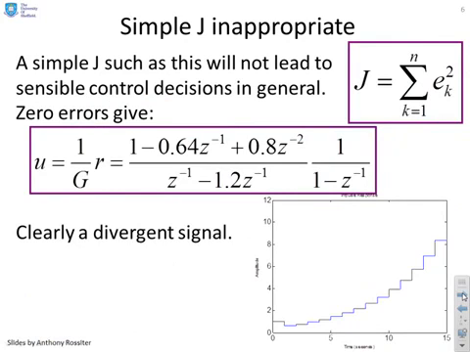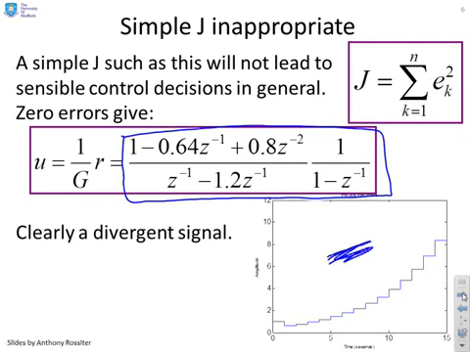If I use this particular process here and I invert the plant, this is what the input would be if the target was a step. And when you plot it down here, what do you see? The input is divergent. So though the tracking errors may seem to be 0, because the input signal is becoming divergent, there's going to come a point where the input saturates and everything goes to pot.